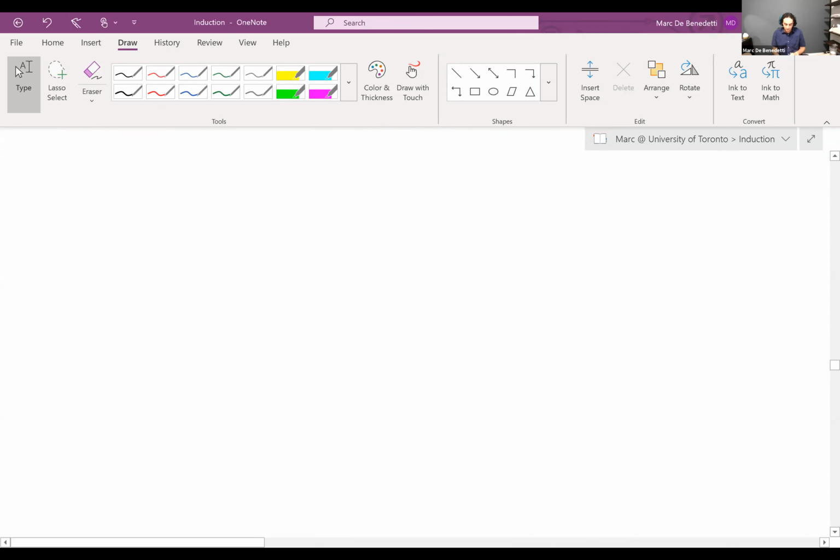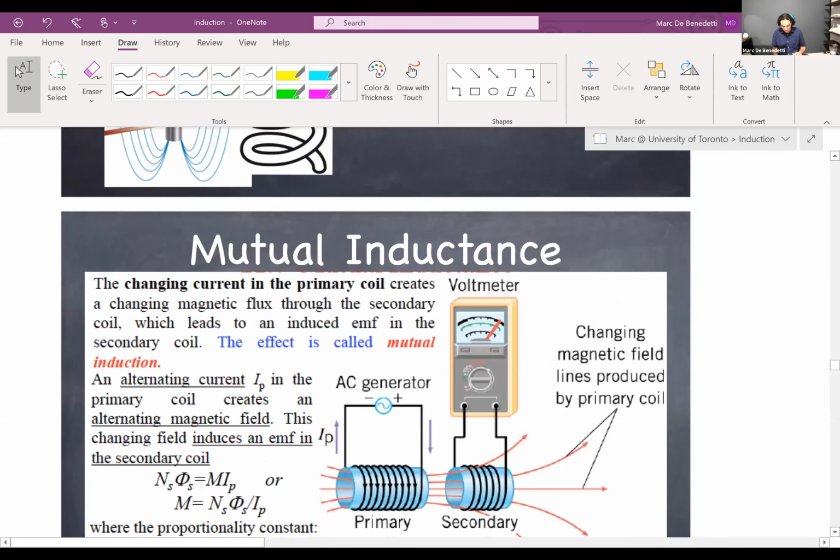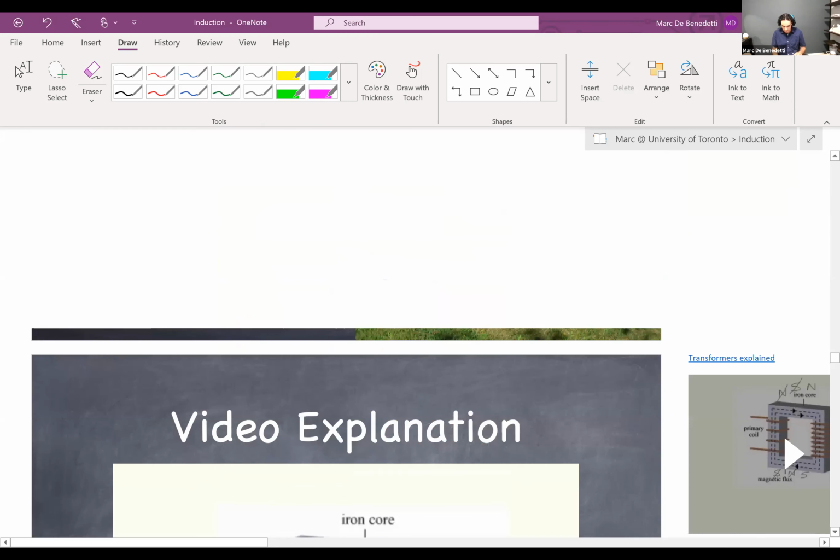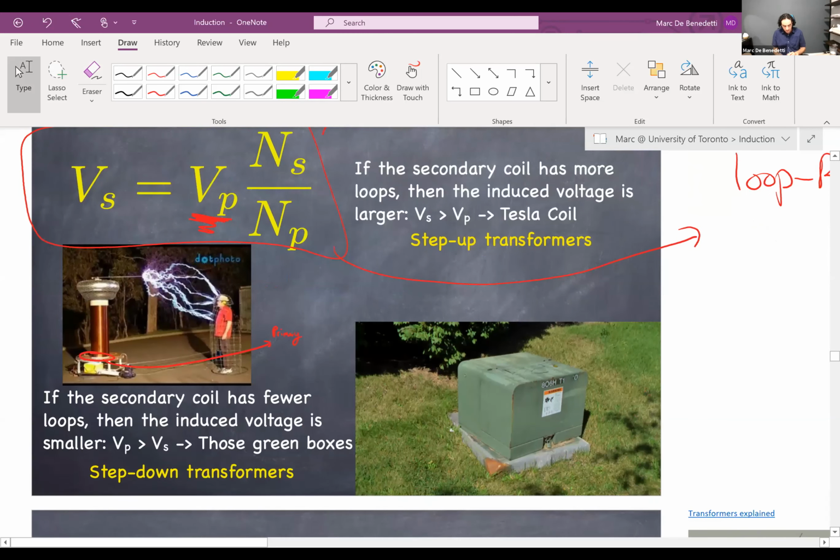Anyway, so enough of the Tesla coil. Oop, what's going on? It jumped. Wow, it really jumped. Okay, so enough of the Tesla coil for a second.